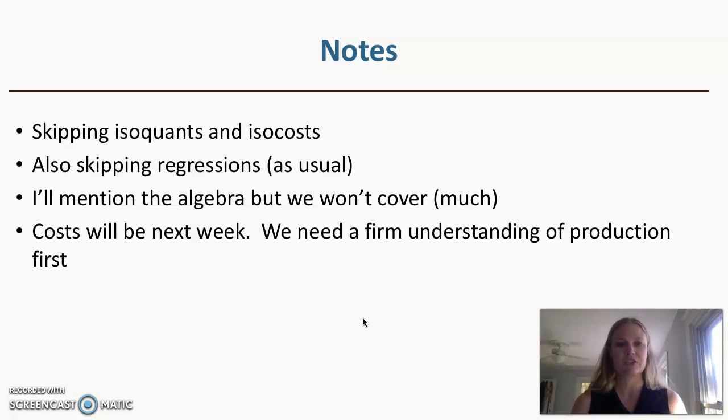I'm going to mention the algebra, but I don't really see the point of covering algebraic functional forms if we're not going to use calculus to get marginal products and stuff. So I'm going to mention it, but we're not going to cover those much, which means everything else is going to be a big focus. So we need to understand all the little pieces of it. Like I said, the costs are going to be next week. We need a firm understanding of production first.